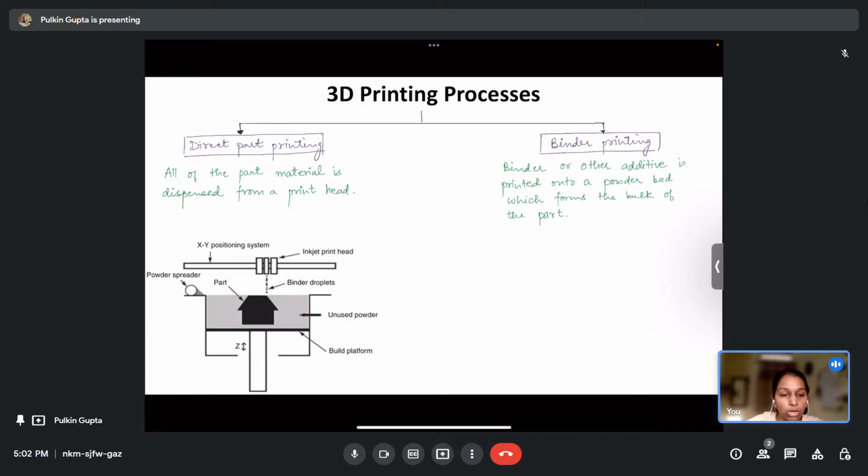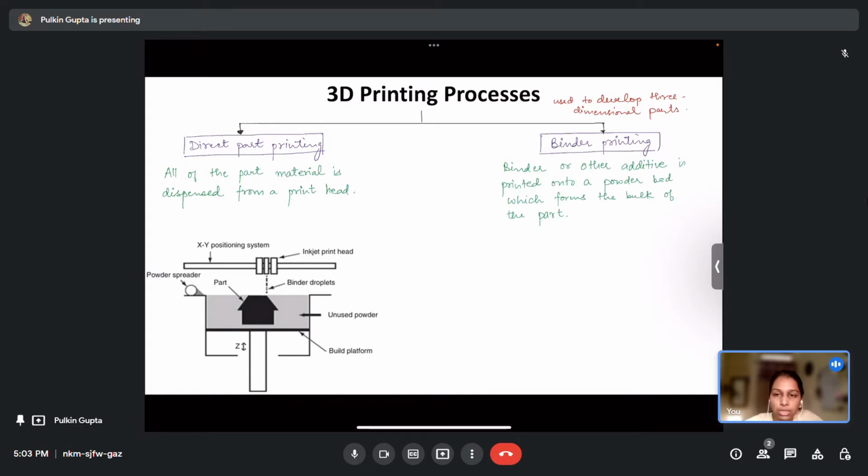In this we'll see the technology, the advantages of this particular process, the technical challenges, the various technologies associated with this process, and some other printing processes, and then we'll quickly revise the laboratory demonstration concepts. Firstly, there are two kinds of 3D printing processes which are mainly used to develop three-dimensional parts. The first one is direct part printing and the second one is binder printing.